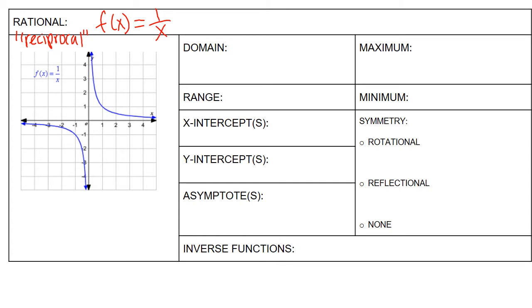Okay? The rational function has critical points at negative 1, negative 1, and at 1, 1. It actually is our first function with asymptotes. It has a vertical asymptote at x equals 0. I didn't mean to write y. At x equals 0, and it has a horizontal asymptote at y equals 0. Okay?